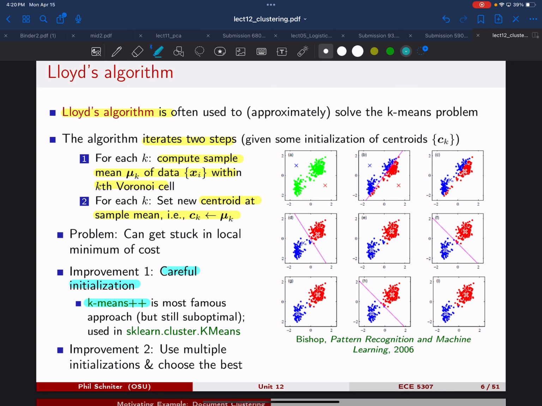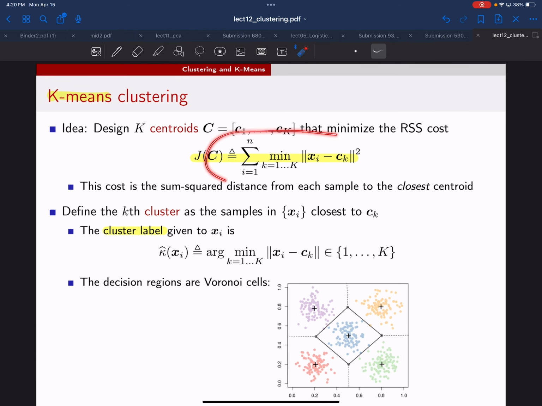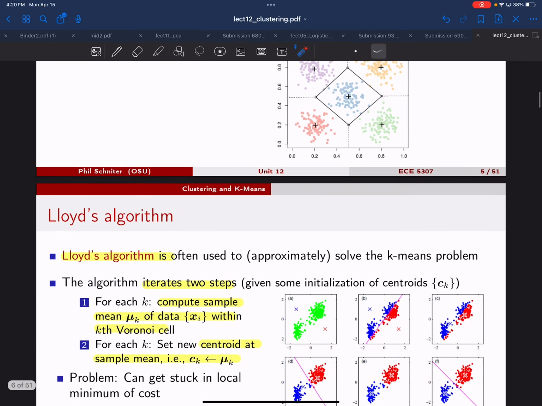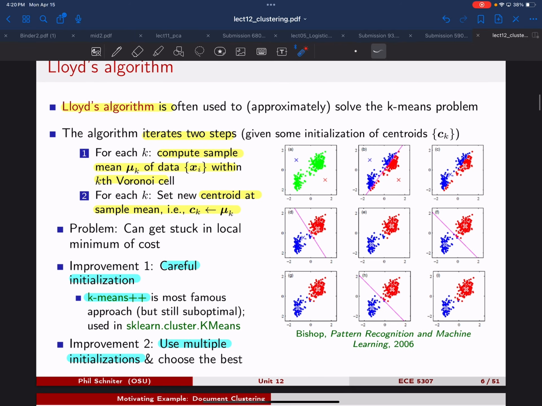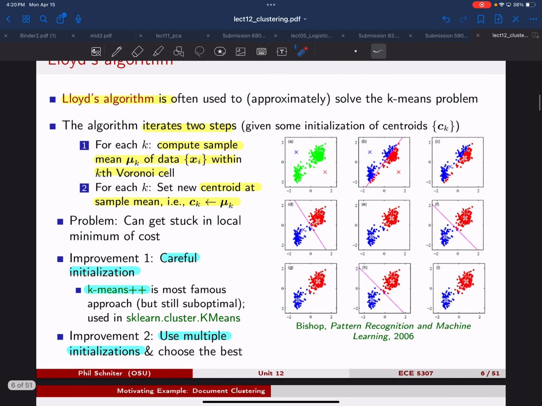The other thing you can do, and you can do this with k-means plus plus, is use a whole bunch of initializations. You do this over and over again, and every time you compute the value of this cost, and you just choose the initialization that gave you the lowest cost. So those are two things in practice that you can do to make things better. All right, that's actually all we'll say about k-means. Any last questions about k-means?